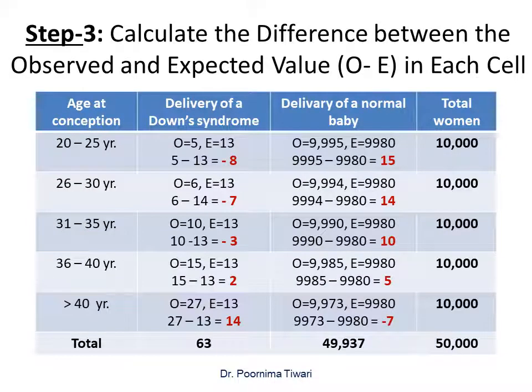Step 3. We calculate the difference between the observed value and the expected value in each cell. First cell: 5 minus 13 is minus 8. Second cell: 9995 minus 9980 is 15. And similarly we calculate for all the cells.